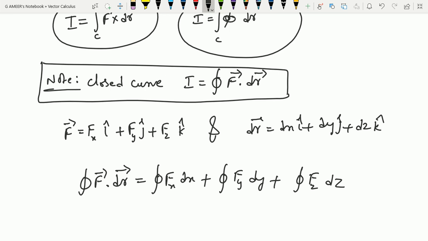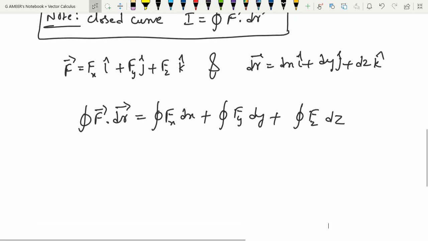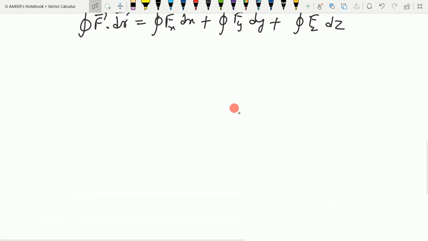Finally, this integral is very familiar to you. In physics, we define the work done by a force.